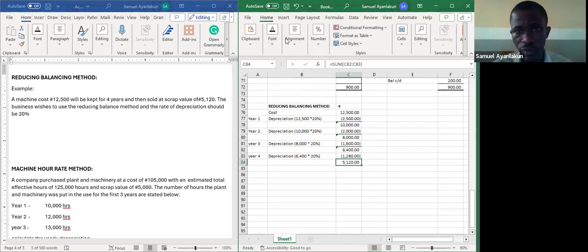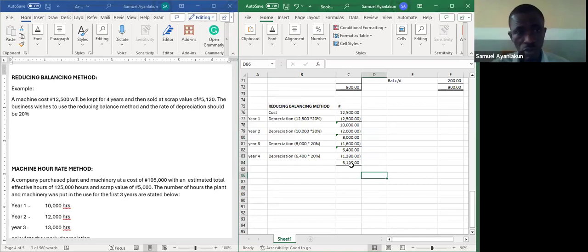So this is the amount that is now being sold as scrap. At the end of the fourth year, it was sold at 5,120 and disposed of at this amount.